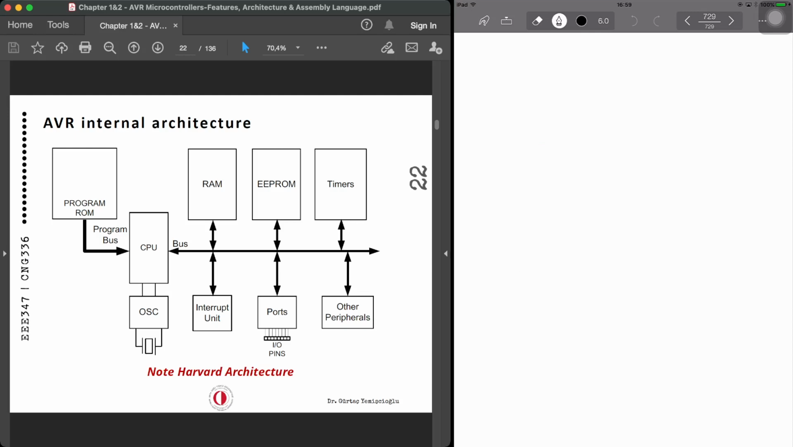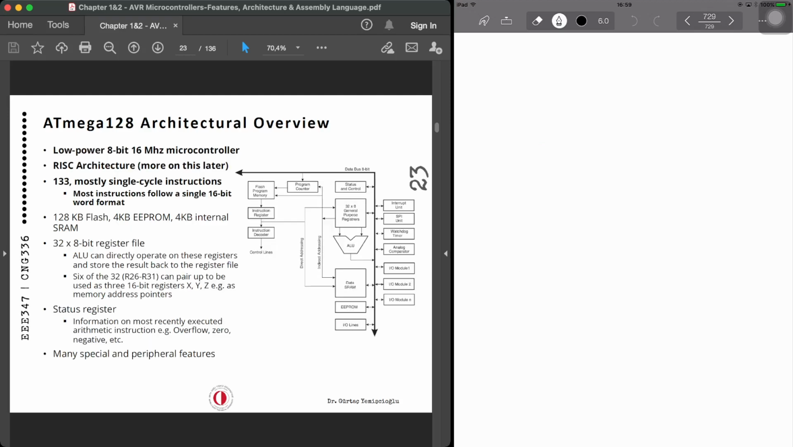Now, we are going to see in detail how these are seen inside the architecture of an Atmega 128. Atmega 128 is a low power 8-bit 16 megahertz microcontroller. It's a RISC architecture, which I'm going to talk about later on. They are mostly single cycle instructions, which we are going to talk about as well. And they have a single 16-bit format. So what do we have inside of the Atmega 128?